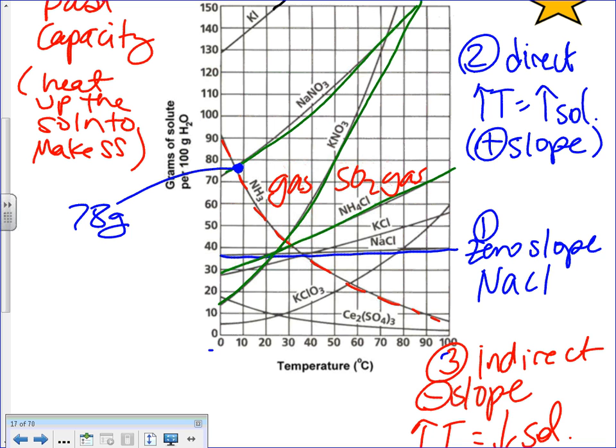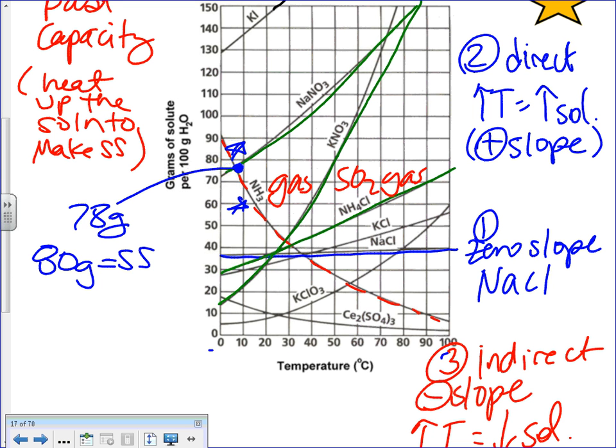If I put 80 in, what kind of solution is that? Supersaturated, because it's above the saturation point. So if I put 80 in, that would be a supersaturated solution. If I put 60 in, that would be an unsaturated solution because it's under the line. So if 80 is above the line and 60 is below the line, those are two different types of solutions. Does that make sense on how you're reading the graph? Some of us are not responding.